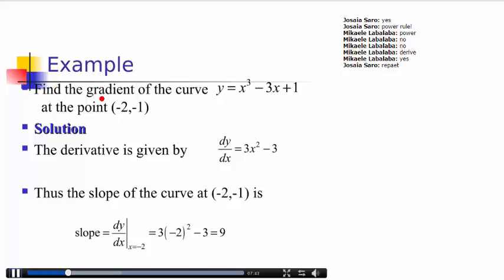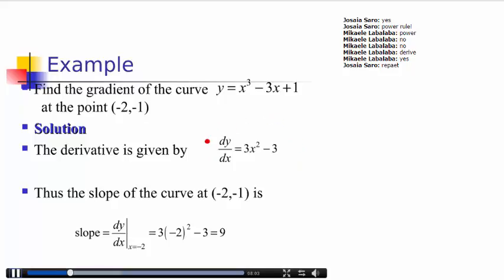You have to find a gradient of the curve. So how are you going to find it? First of all, you have to derive. You have to derive this particular equation, right? Which would give me 3x squared minus 3. So you have to derive this.